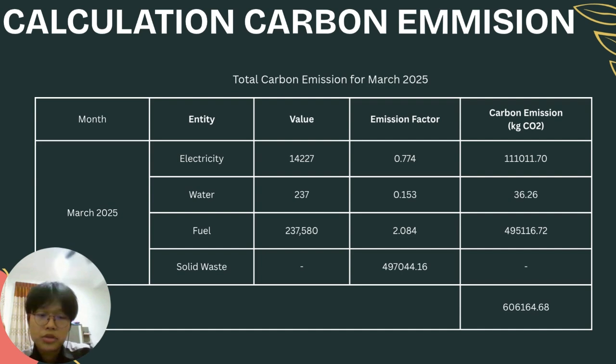So for the calculation of carbon emission, as I've mentioned before, we will simply multiply the emission factor with the total value that we found for each month, which means we will multiply the emission factor with the values for March, April, and May, and total it up together. So for March, we can see the electricity value is 14,237 times 0.774, the emission factor, we get 11,000 carbon emission in kilogram CO2.